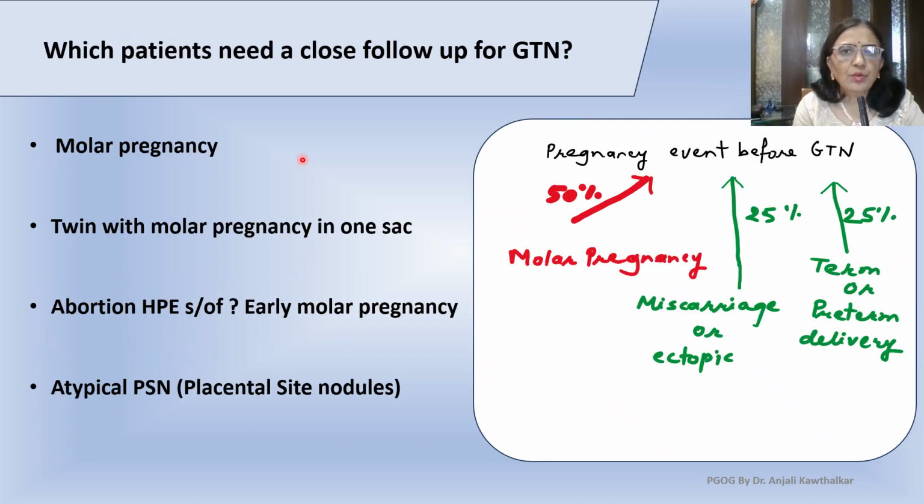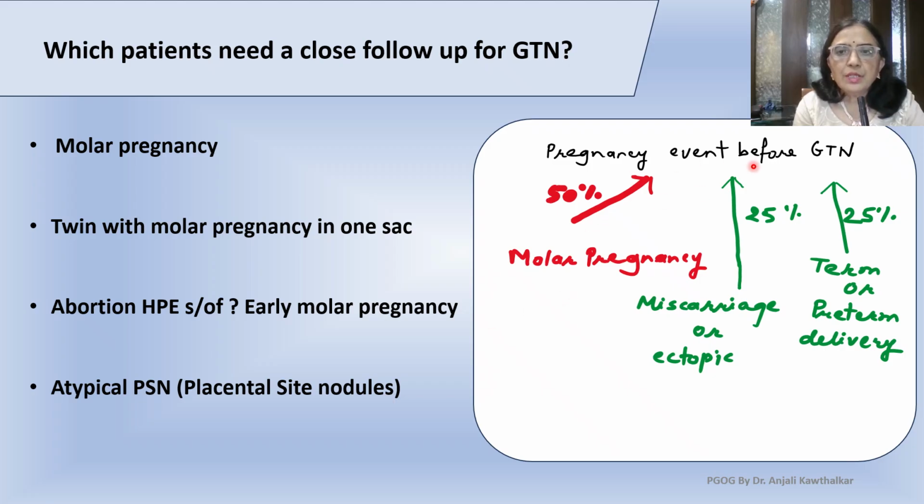Which patients need a close follow-up for GTN? Molar pregnancy, twin with a molar pregnancy in one sac, cases of abortion where histopathology is suggestive of a doubtful diagnosis of early molar pregnancy, and atypical PSN. PSN is placental site nodule. We will see what this is in the next slide.